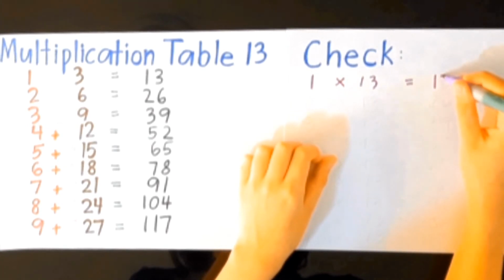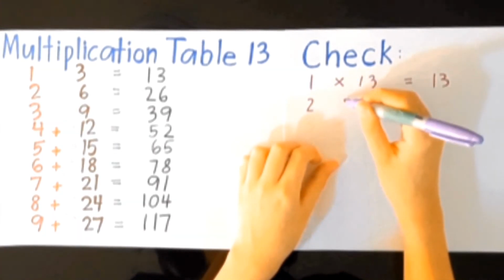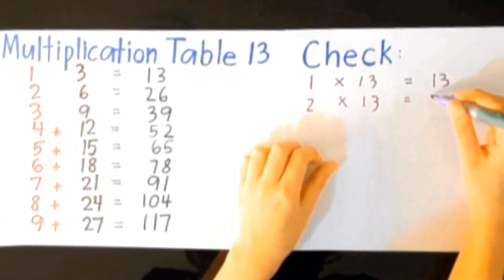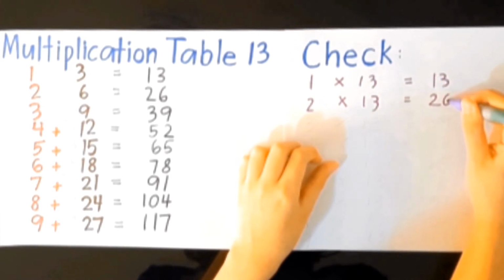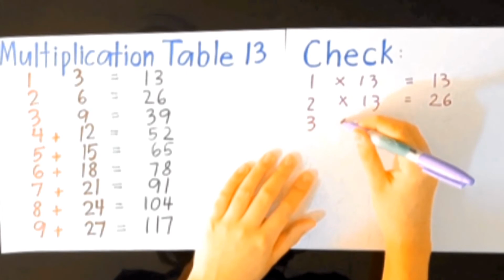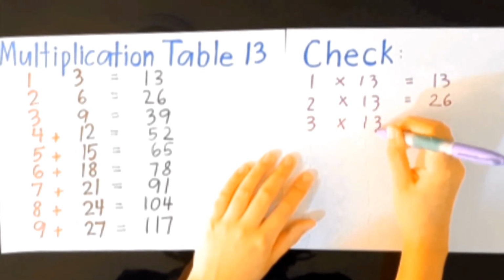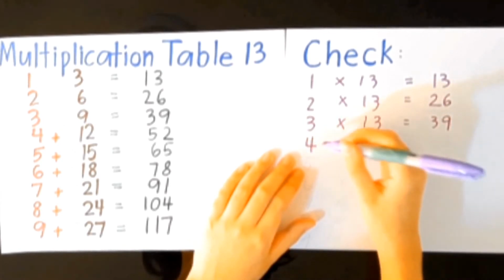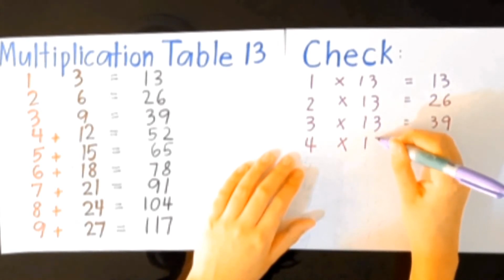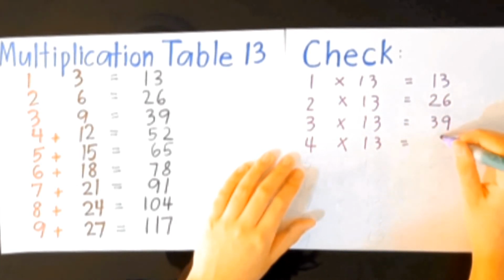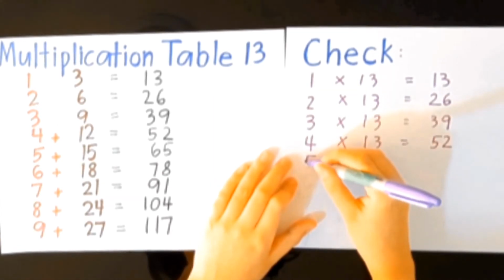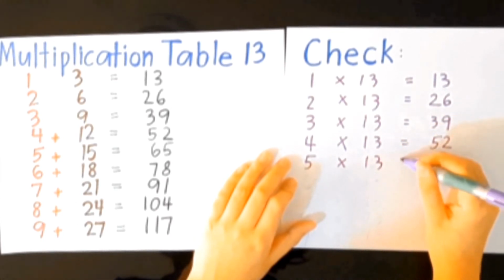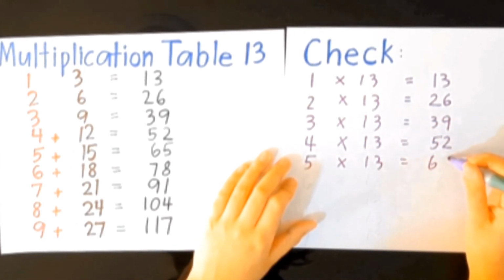1 times 13 equals 13. 2 times 13 equals 26. 3 times 13 equals 39. 4 times 13 equals 52. 5 times 13 equals 65.